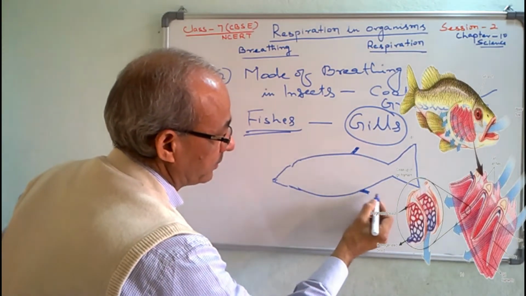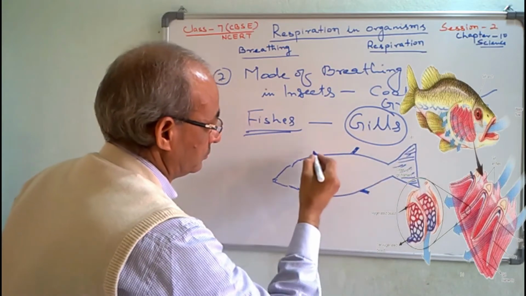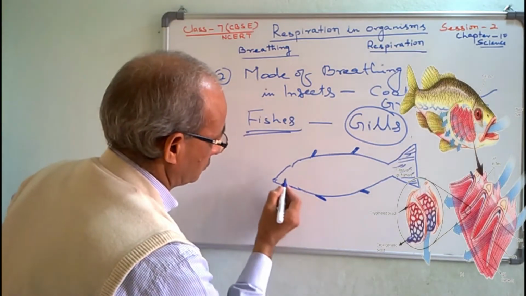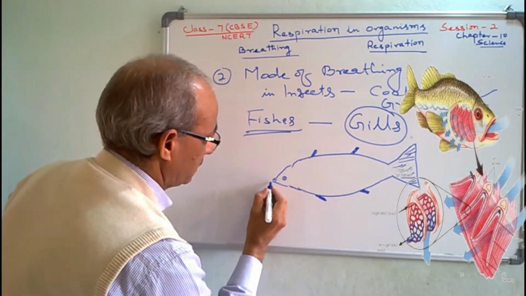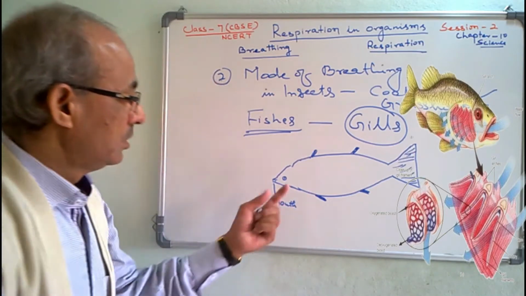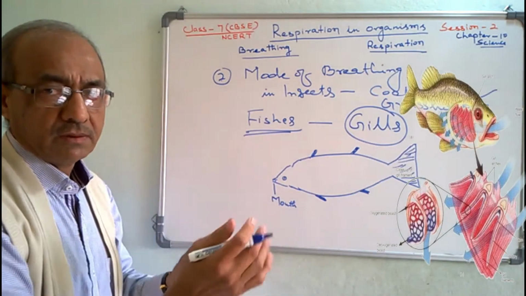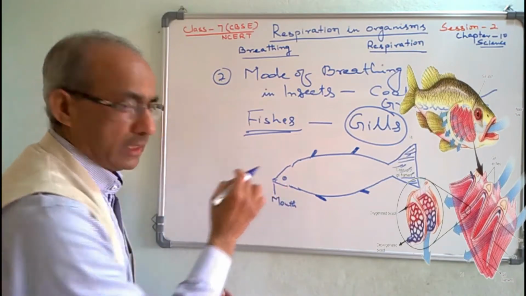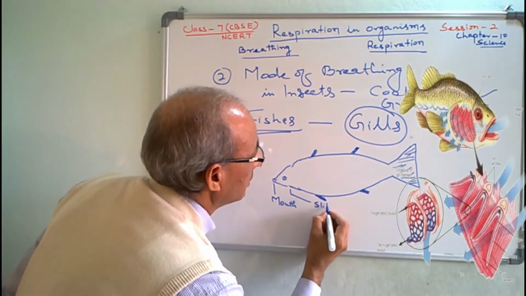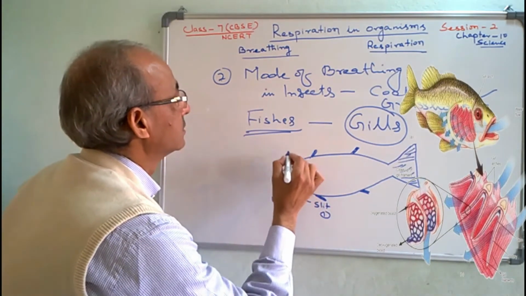These are the fins. This is the tail fin. This is the mouth. Two slits, understand? Two slits, on the opposite side, just after the eyes. These are the slits. First slit is this and second slit is this.